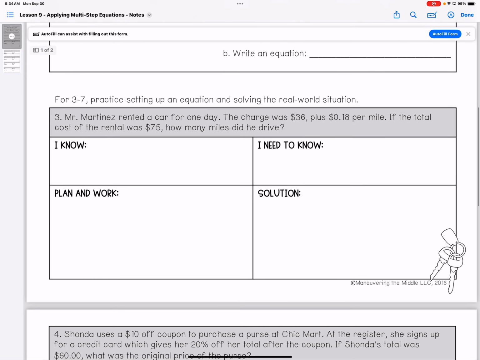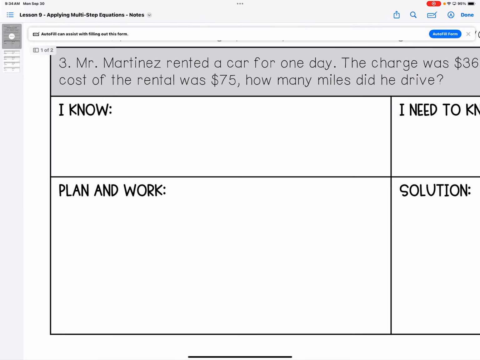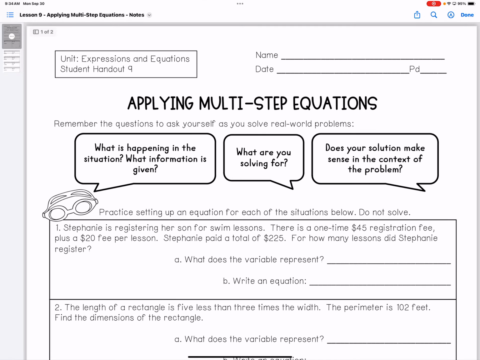All right, let's play it. No way. How many miles did he drive is what that was. I'm not rewriting it. All right. So what are we doing? Come on now.